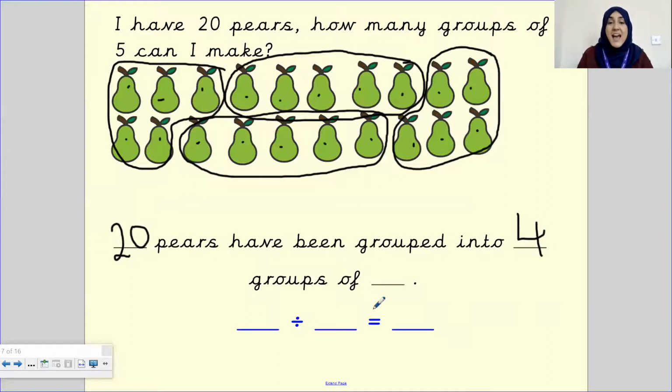Now, can you tell me how many do I have in each group? Well done. I have 5 in each group. Okay, can you help me complete the division number sentence? So we always start with the total amount when it's division. So we have 20 divided by how many groups do we have? 4. 4 groups. And how many pairs are in each group? Well done. 5. Fantastic. Okay, let's move on to the next part of our lesson.